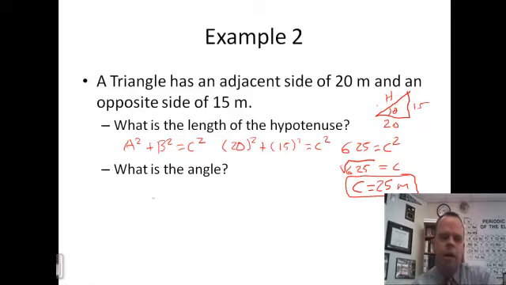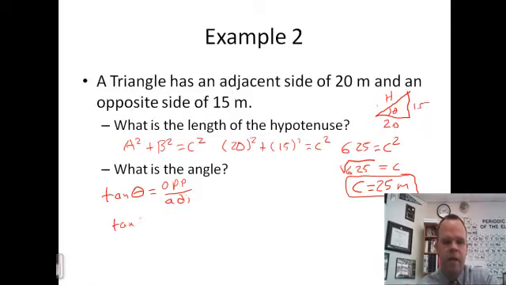The angle is a little bit more complicated. We're trying to find the angle and we know the opposite and adjacent side. This is where tangent would be most useful. You could actually use any of the three sides because we've solved for the length of the hypotenuse. I just think using tangent's the easiest because if you made a mistake in doing the hypotenuse, you don't carry that mistake into this next problem. So the tangent of our angle is the opposite side, 15, divided by the adjacent side, 20.